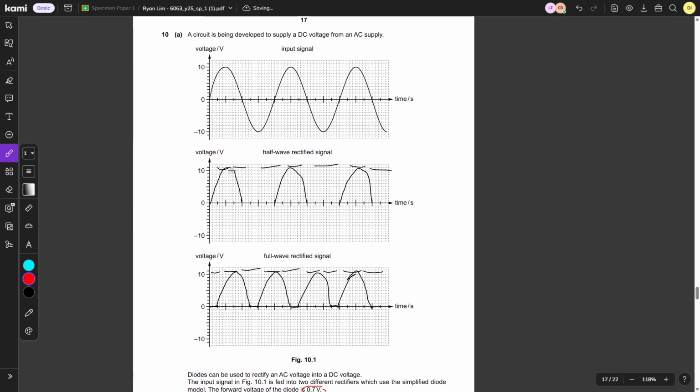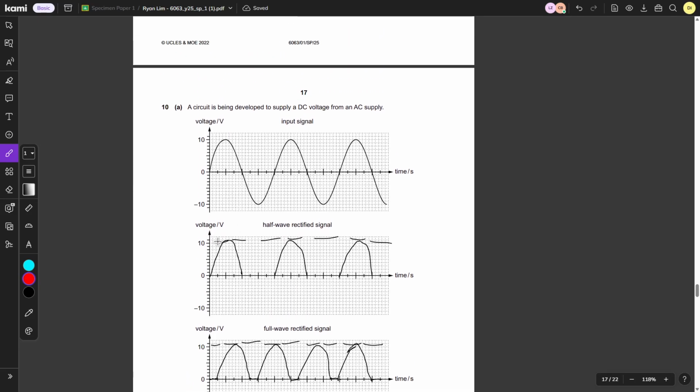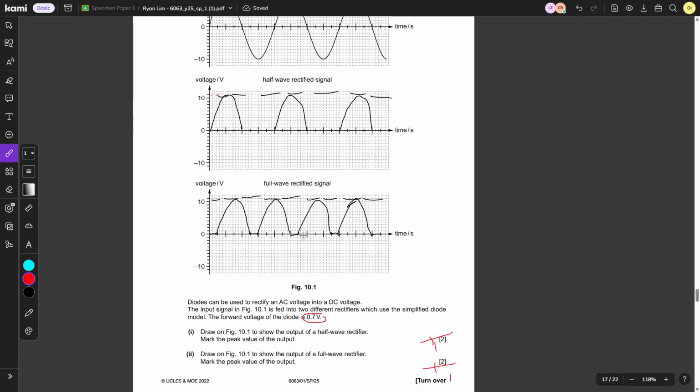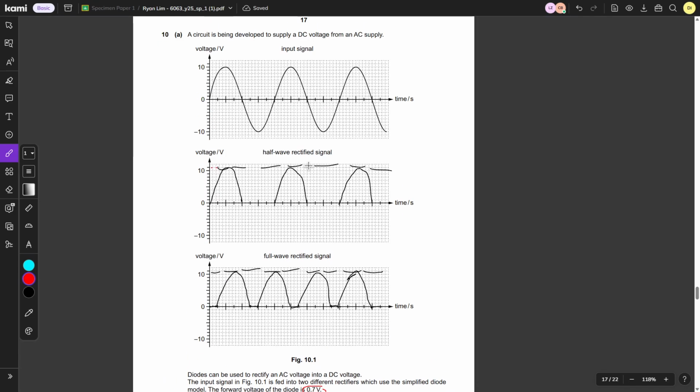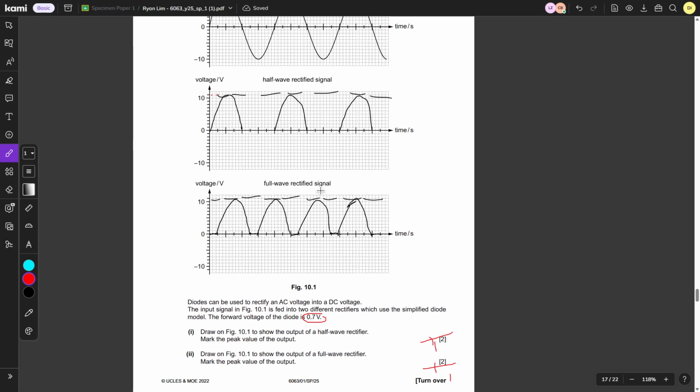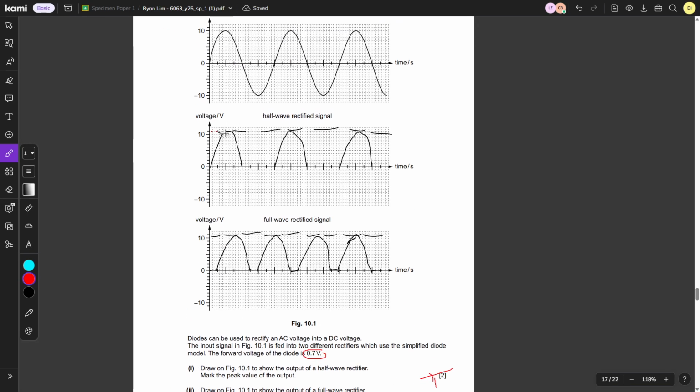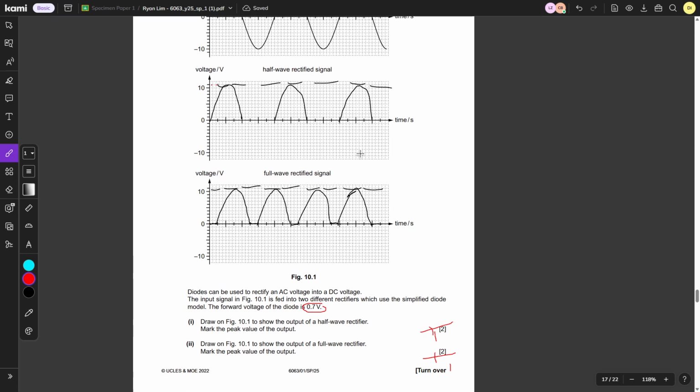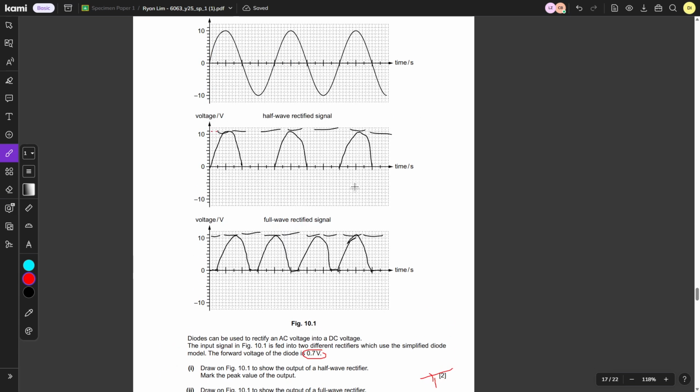You indicate here that the peak voltage is 10 volts, I can't really tell, but you're wrong. Because in the half wave rectified signal, the current actually goes through one diode, so the peak voltage will be 10 minus 0.7 volts, so this is wrong. And you get 1 mark because you drew the AC signal correct.